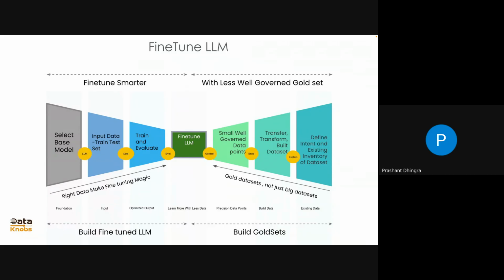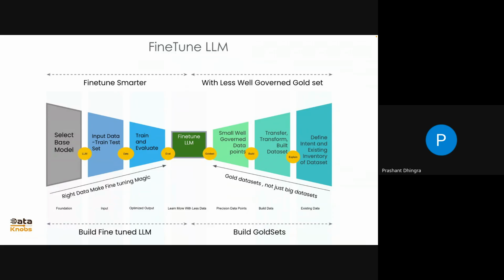And this is what we do at DataKnobs. We help companies determine how to build a gold data set for fine tuning. So we determine the intent and we do the existing inventory of data set. And then we use a combination of approaches, which can be weak supervision, synthetic data generation, transformation, or advanced approaches like active learning and optimal transport. So we have built-in capability where we can take the existing sources and prepare data for fine tuning.